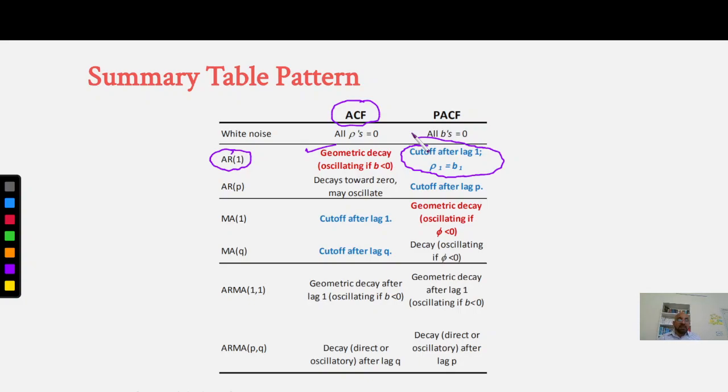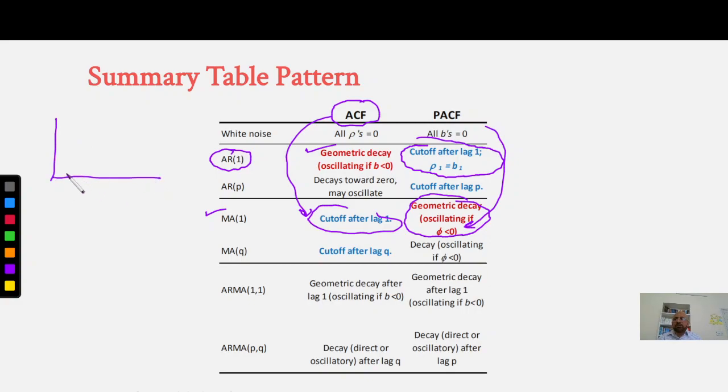Interesting. If it is a moving average, its autocorrelation function will cut off at lag 1, and its partial autocorrelation function will decay geometrically. And if B is less than 0, it means it's oscillating. If B is minus 0.7, the first one will be minus 0.7, the next one will be plus 0.4, the next one minus, then plus, so it will be oscillating. If it is an AR process, it will decay geometrically, so AR3, AR2 like that.